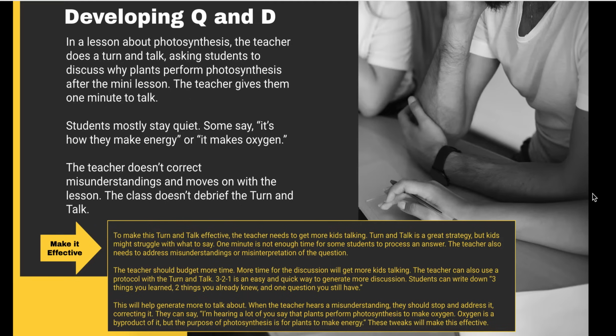When the teacher hears a misunderstanding, they should stop and address it by correcting it. They can say, I'm hearing a lot of you say that plants perform photosynthesis to make oxygen. Oxygen is a byproduct of it, but the purpose of photosynthesis is for plants to make energy. These tweaks will make this effective.